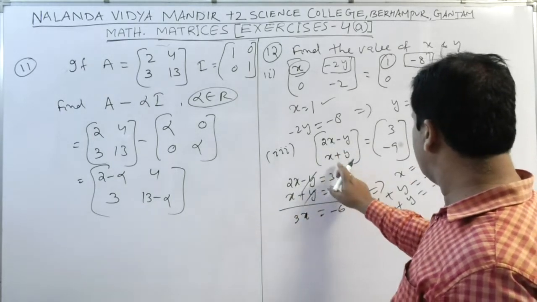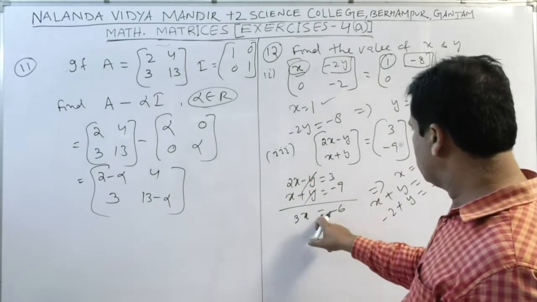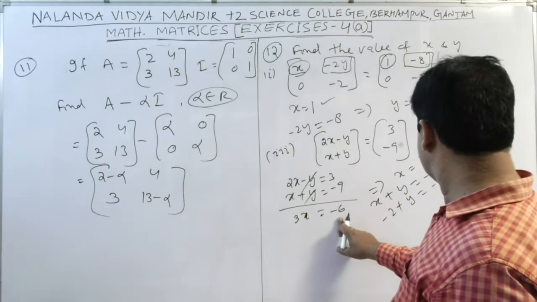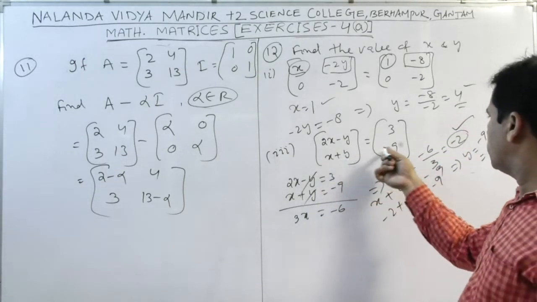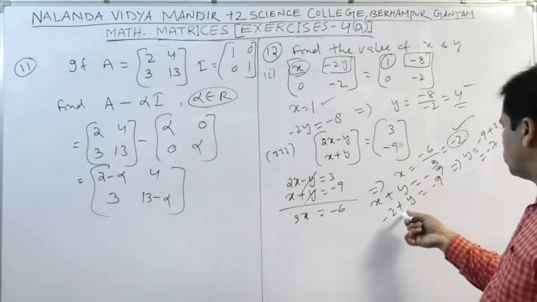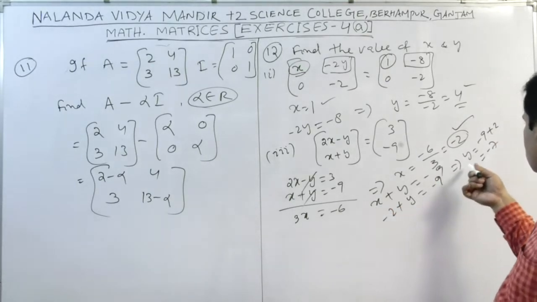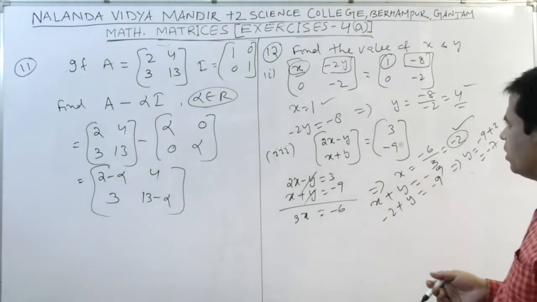Minus 7. 2x minus y is equal to 3. x plus y is equal to minus 9. y cancels out. 3x is equal to minus 6. x is equal to minus 2. So x plus y is equal to minus 9. Put the value of x, minus 2 plus y is equal to minus 9. This implies y is equal to minus 9 plus 2, which is minus 7.